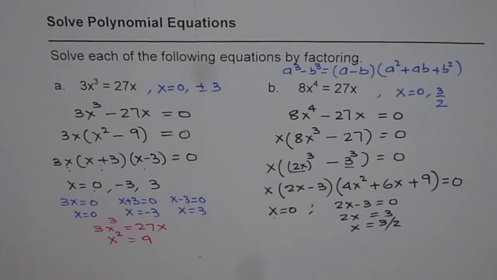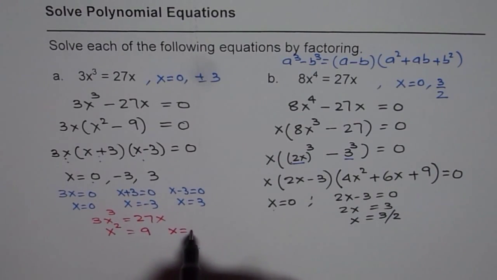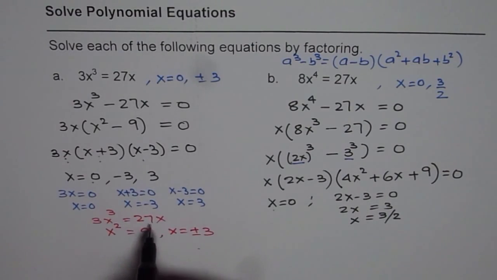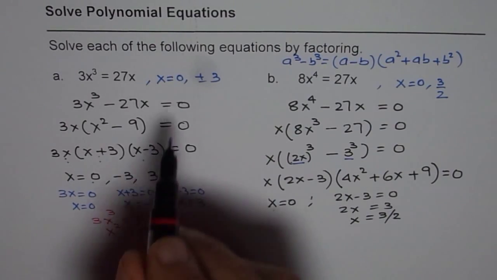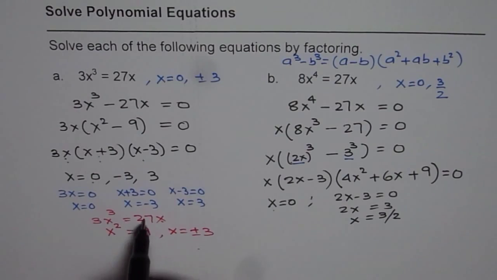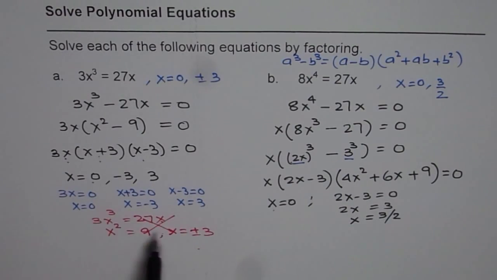In that case, have a good look. In that case, you miss out on one solution, which is x equals 0. So whenever you're solving polynomial equations, don't divide both sides. In this case, you get the solution x equals square root of 9, which is just plus or minus 3. And you lose the answer x equals 0. Therefore, this is wrong. So this is not the right way of doing it. Bring them to one side and then solve.